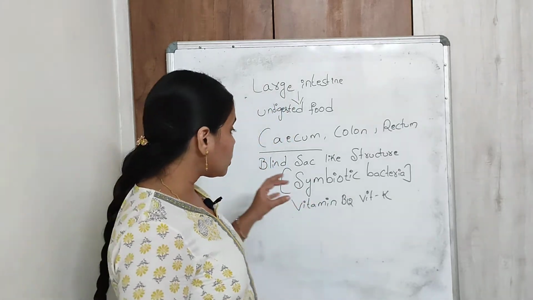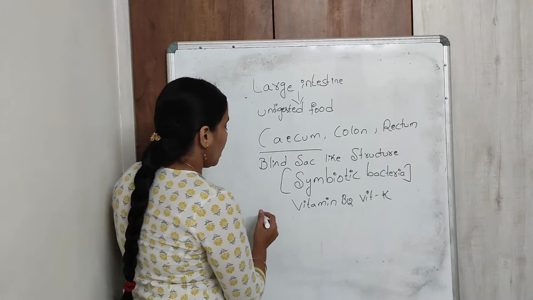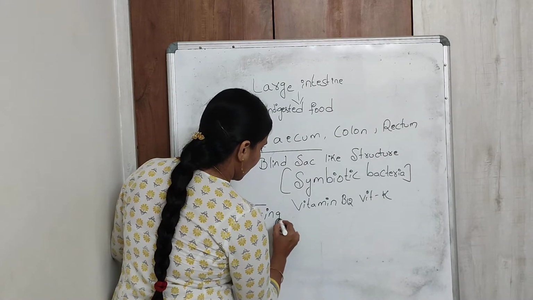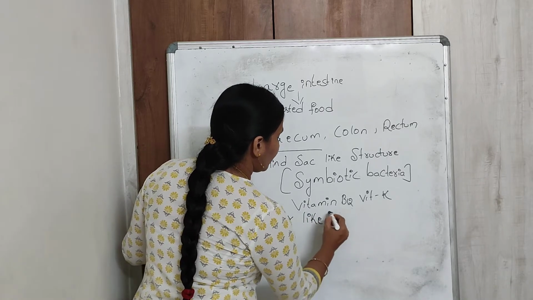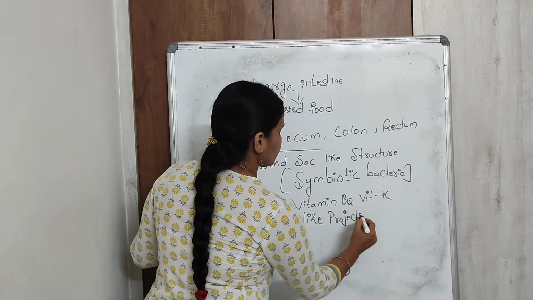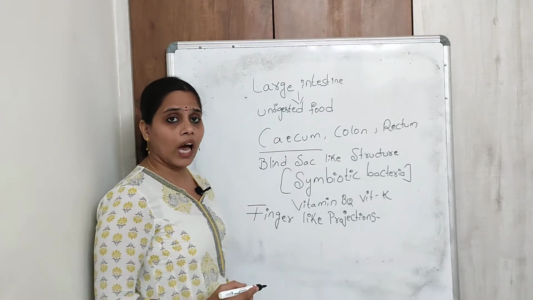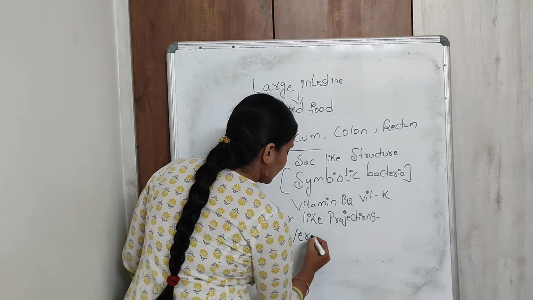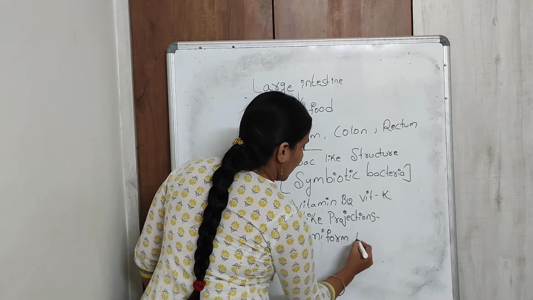One more structure is also present inside the cecum, children. There are some finger-like projections inside the cecum, and these finger-like projections are known as the vermiform appendix.